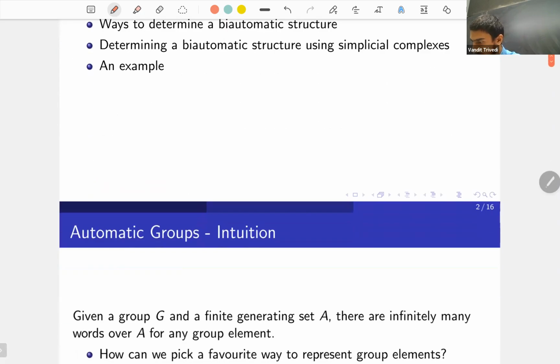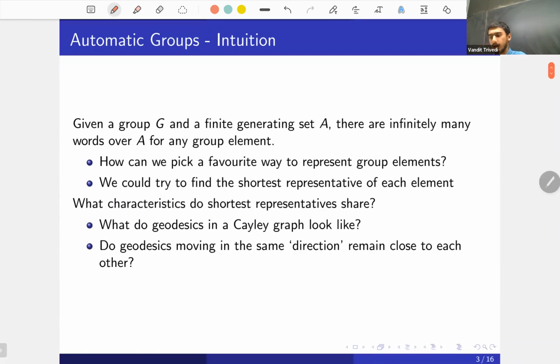But before that, let's build up some intuition about automatic groups. So let's say I have a group G and some generating set A for that group. Given a group element, there are infinitely many ways I can spell a word over A to represent that group element. Because, for instance, if I take a generator and put next to it its inverse, I can insert as many of those as I want, which means I have infinitely many representatives.